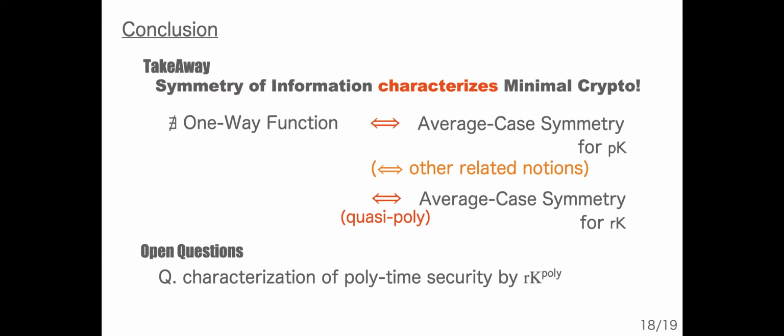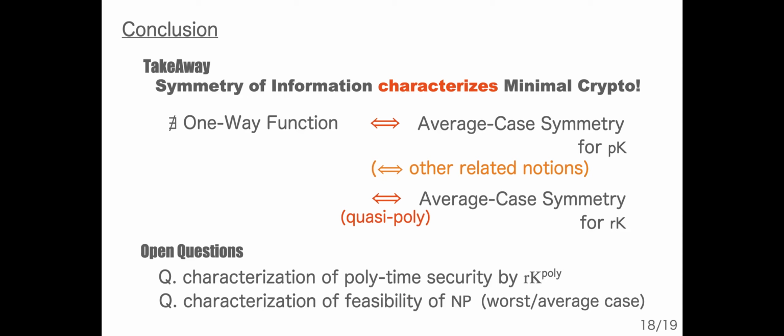In conclusion, in this work, we showed the duality between the average case symmetry of information in the time-bounded setting and the existence of one-way functions. There are several open questions. The first one is the unconditional characterization of the polytime security by using RK poly. The second one is the characterization of the feasibilities of NP based on the symmetry of information. In other words, whether each world in Impagliazzo's five worlds can be characterized comprehensively by symmetry of information.